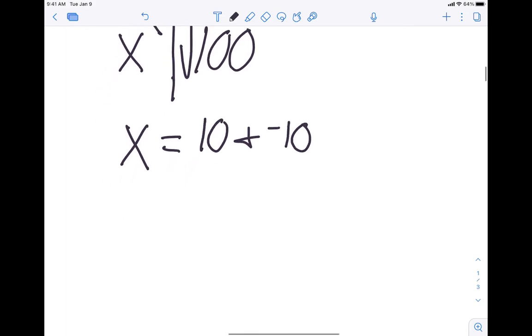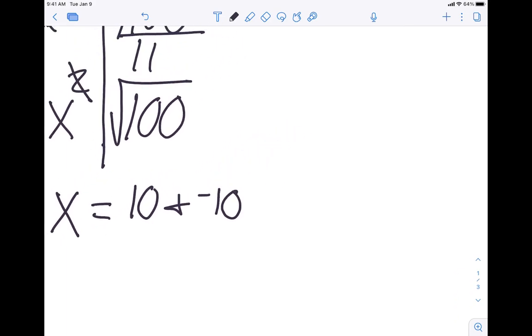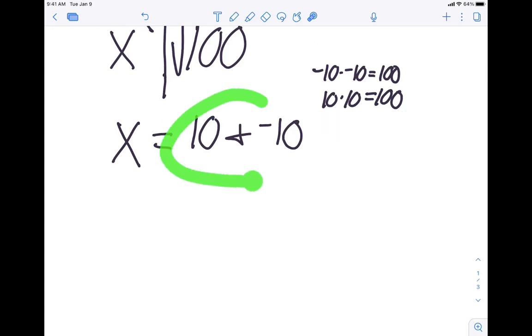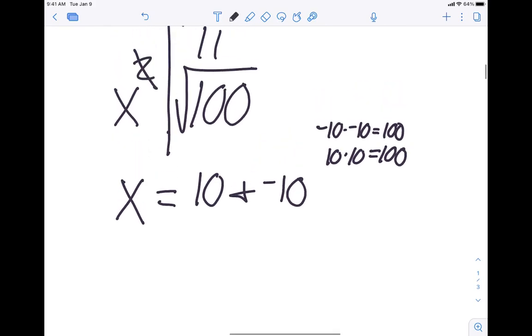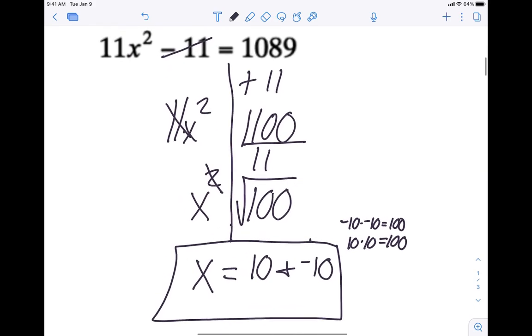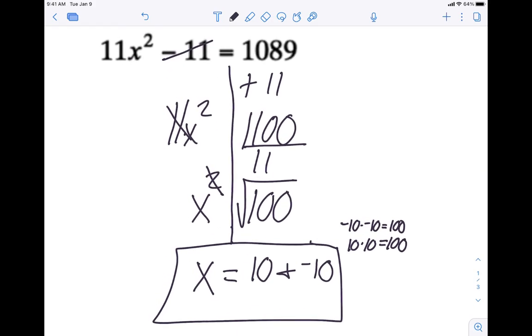Because technically, right, I'm going to do it here on the side. Negative 10 times negative 10 is equal to 100. Negative times negative is positive. 10 times 10 is equal to 100. Positive times positive is positive, right? So both of these could be answers. That's why I put x is equal to 10 and negative 10, right? And that, kiddos, is our solution. X is equal to 10 and negative 10.